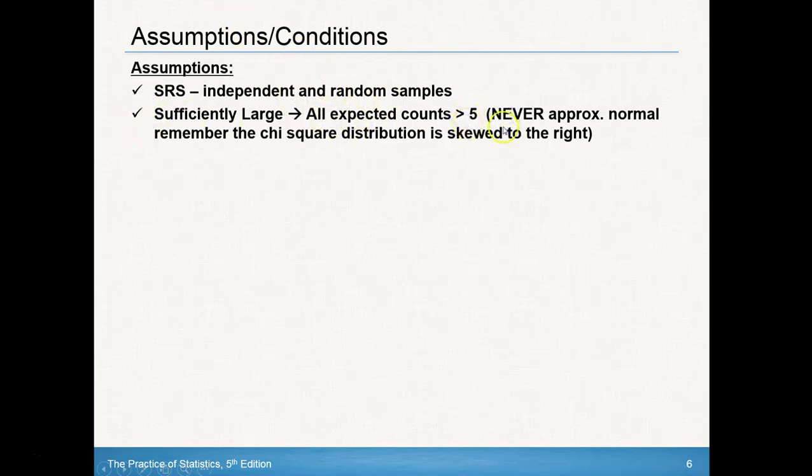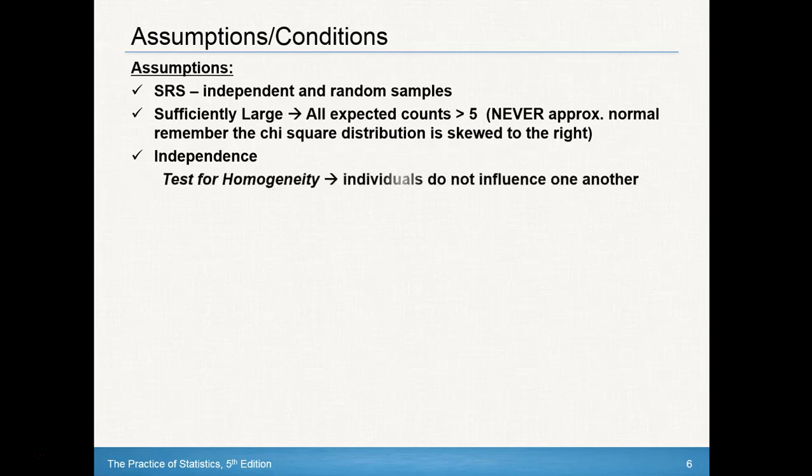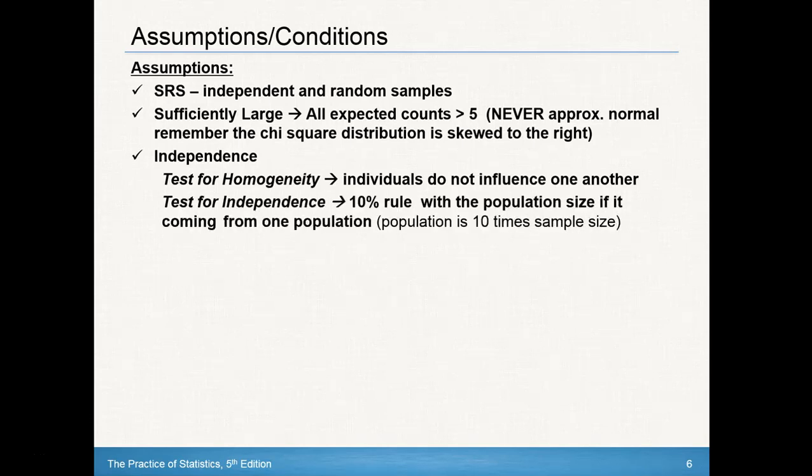Remember, we're never going to say a chi-square is approximately normal because the chi-square distribution is always skewed to the right. Then your third one is independence. So that either both populations for a chi-square test for homogeneity or independence, or each person is chosen individually. So for homogeneity, the individuals do not influence each other. So you have two separate populations.